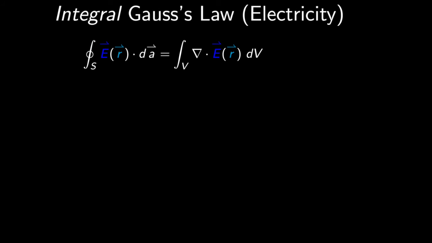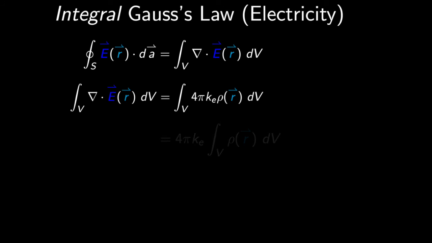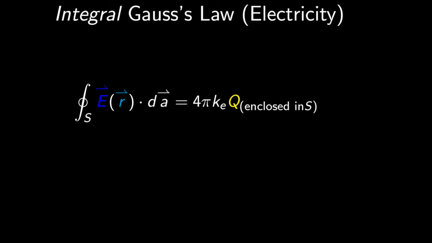Gauss's law for electricity, on the other hand, has lots of applications, and I'd like to show you one striking example of how powerful a tool it is. First, I need to derive an integral version of the law. Using the divergence theorem, we get that the integral over a closed surface S of E is equal to 4 pi ke times the charge enclosed in that surface.